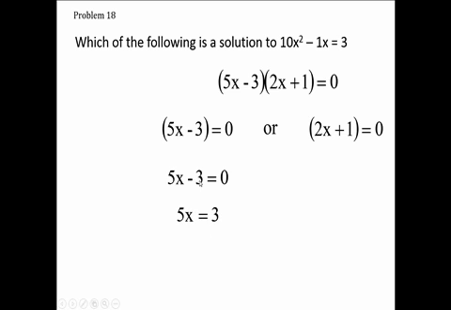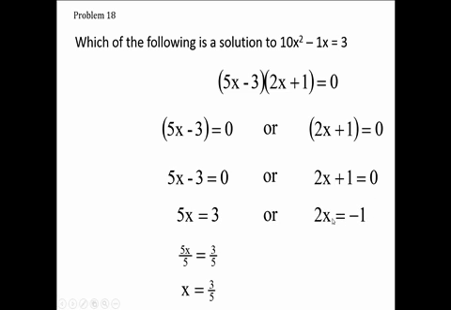Let's go ahead and add 3. Divide by the 5. There's one of my values right there. Here we're going to subtract 1. Subtract 1. Okay. Divide by 2. That's my other number. So either x is 3/5 or x is a negative 1/2.